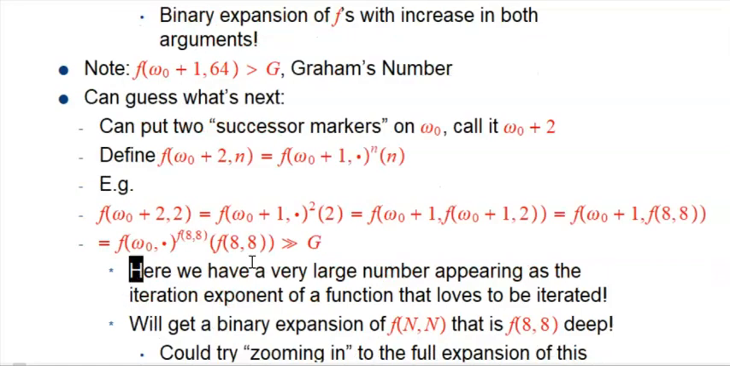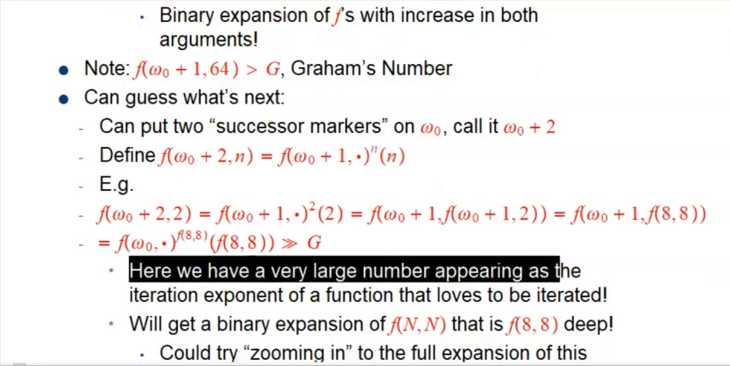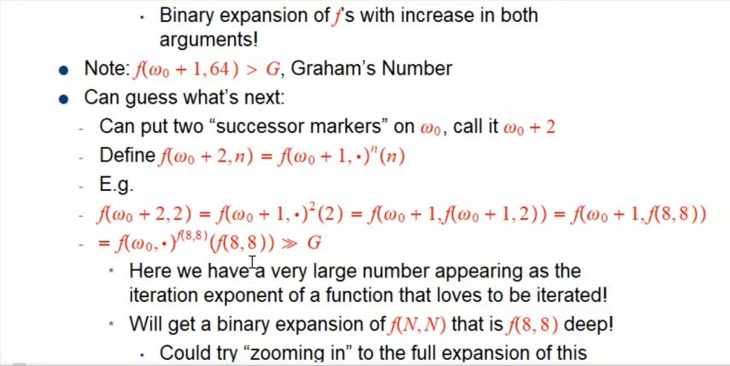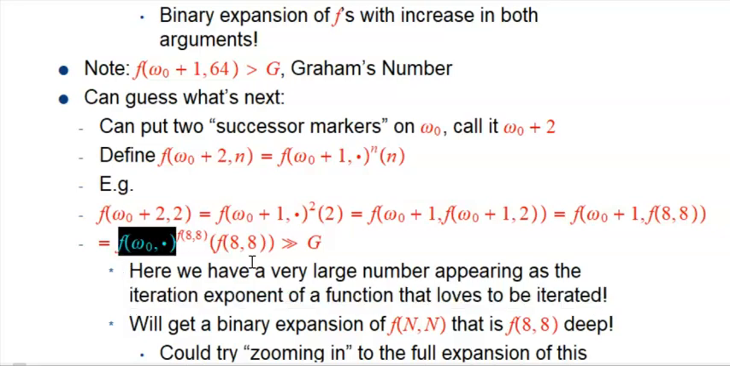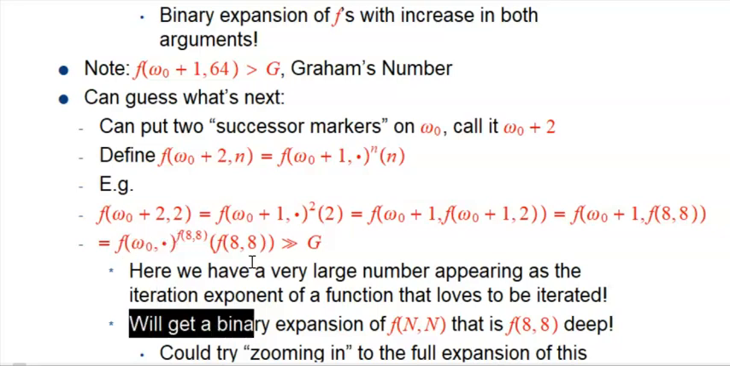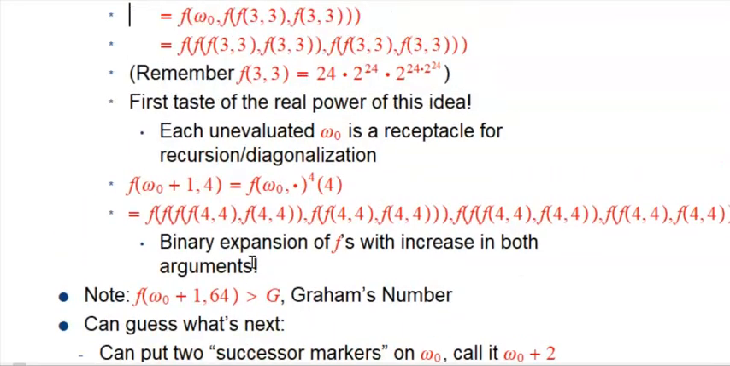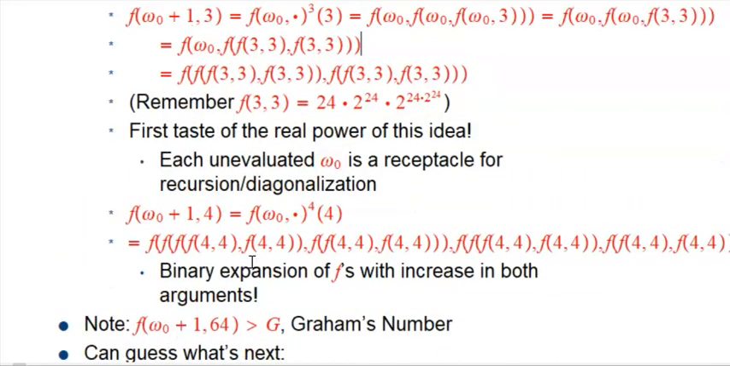Because what we have is a very large number, something you can't even imagine in terms of how many zeros it has, or whether it's bigger than a googolplex. It's so much bigger than a googolplex. It's ridiculous. We have that appearing as the iteration exponent of this function, and the best thing to do with this function is to iterate it, because we get this crazy binary expansion. If we look at what happened way back here, we had f of 3 turn into f of 3 f of 3 inside an f, turn into f of 3 f of 3 f of 3, and every time you double, we saw with 4, you do that 3 times.